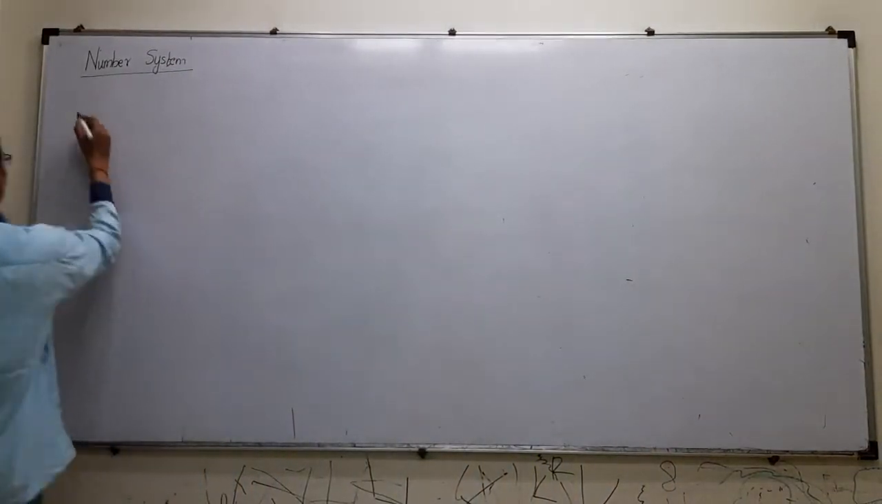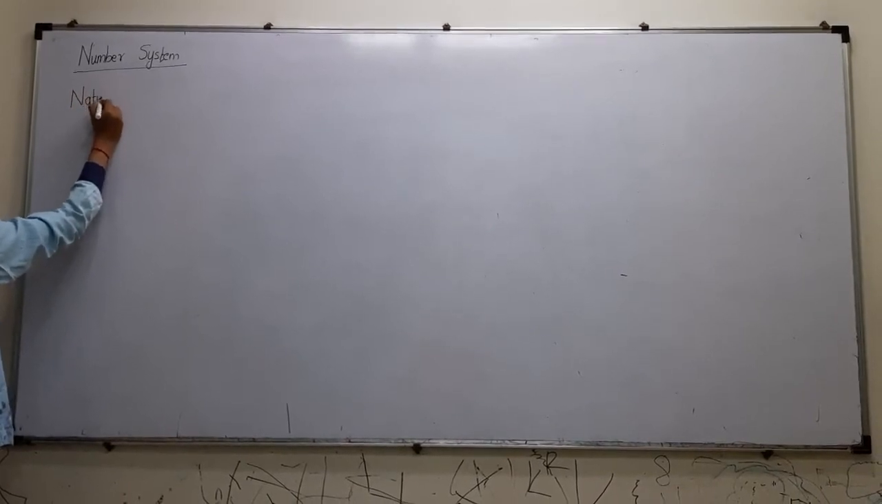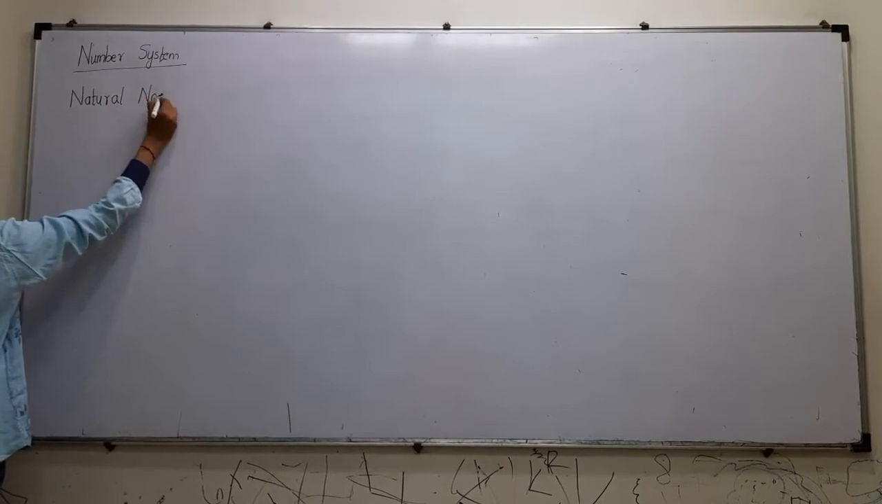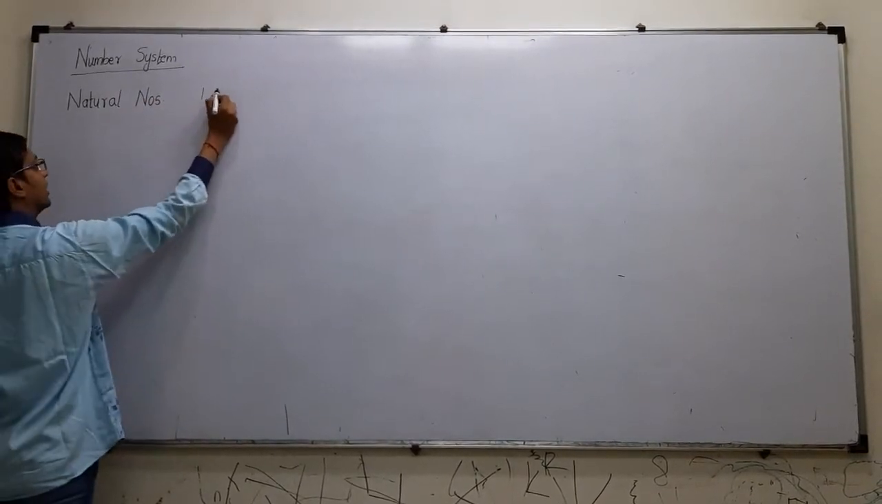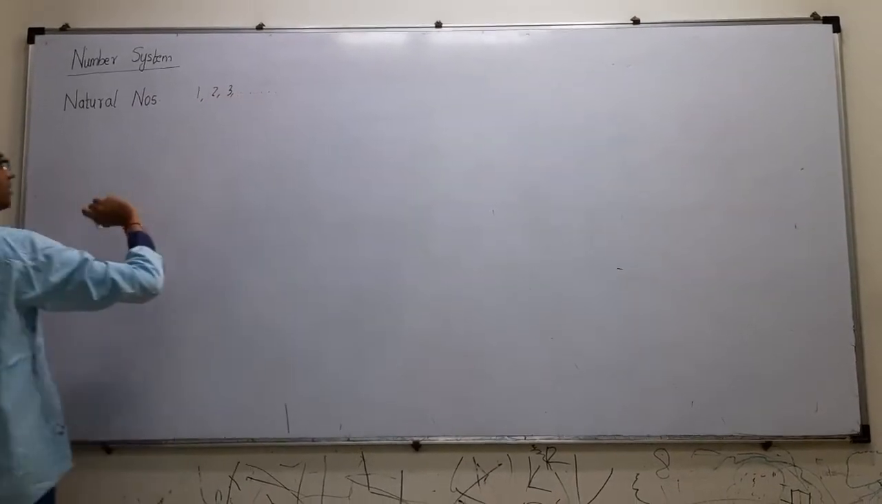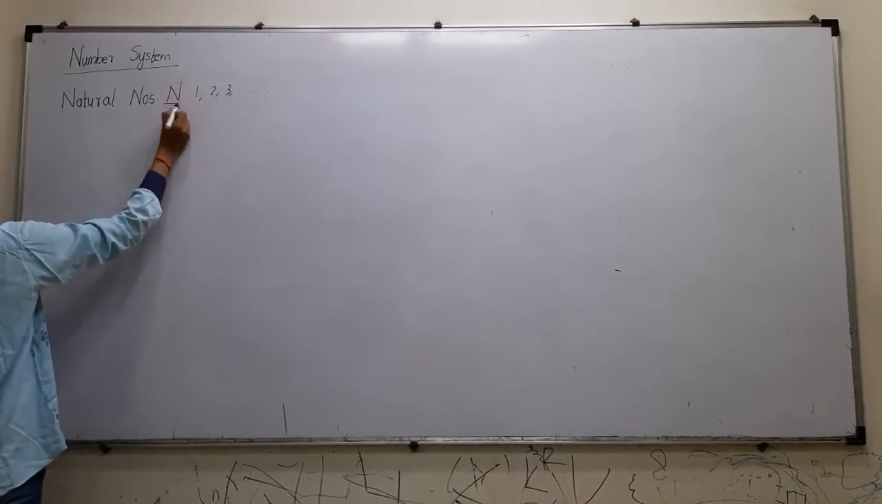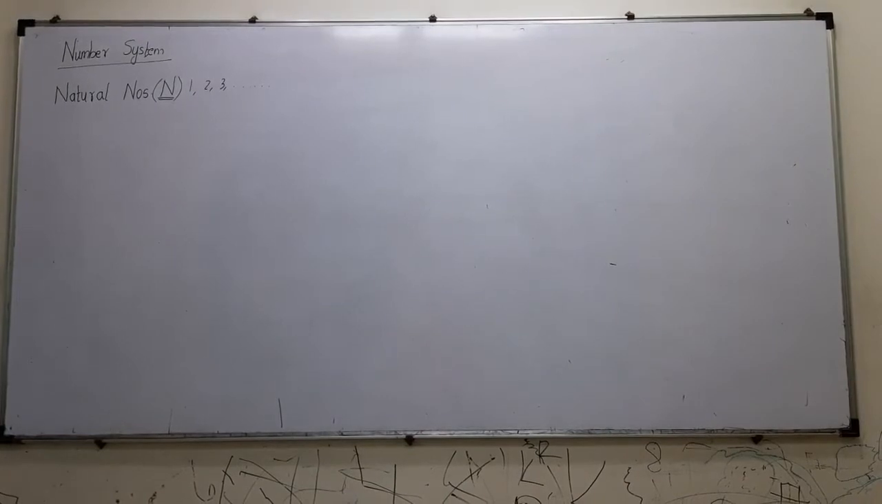When we talk about school days, in the beginning we had studied some counting numbers. What are those counting numbers called? Those counting numbers are called natural numbers. That is 1, 2, 3 and so on. There are infinite natural numbers, that is counting numbers, and they are denoted by N. That N is the set of natural numbers.